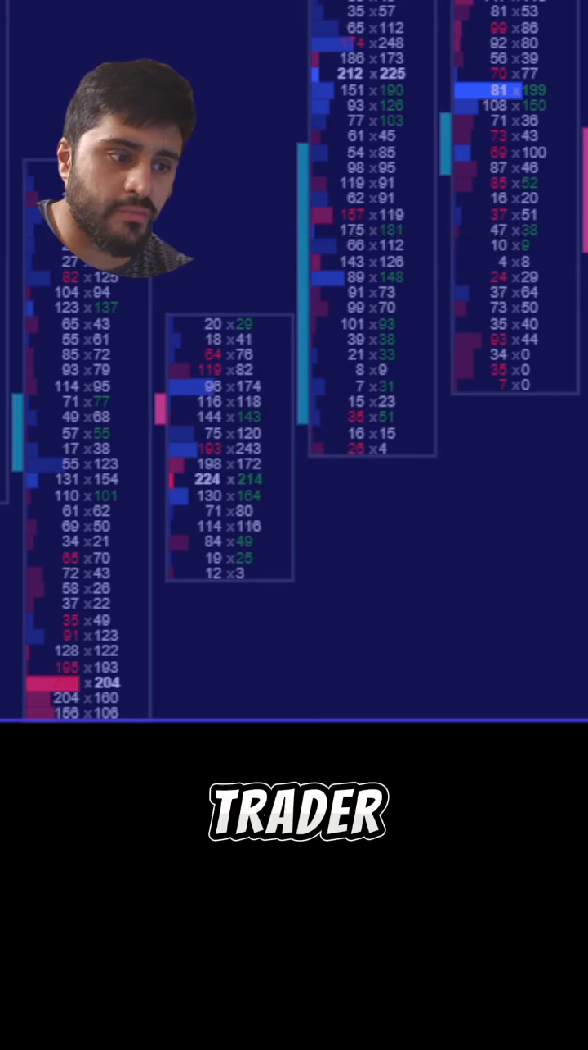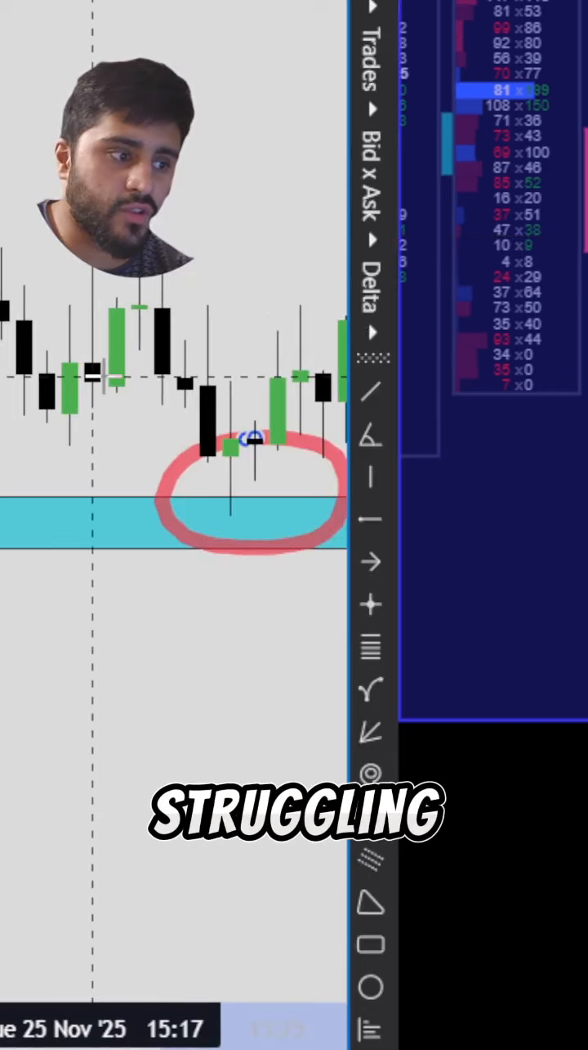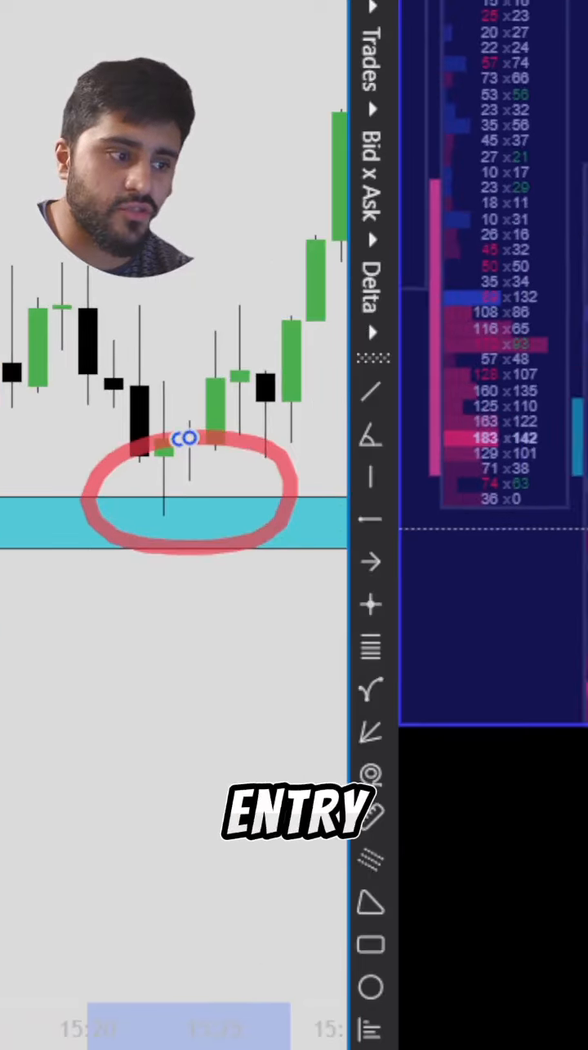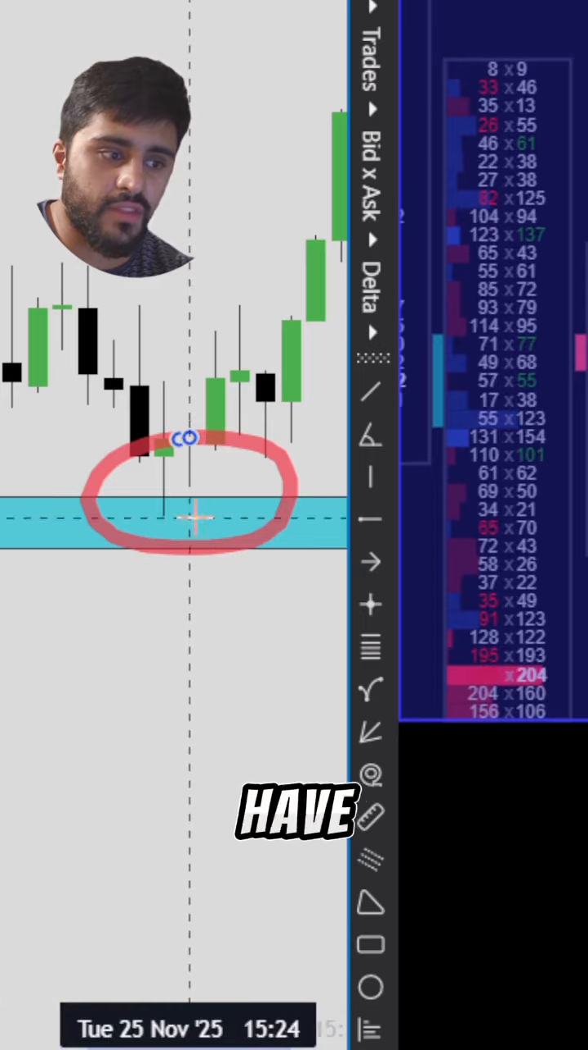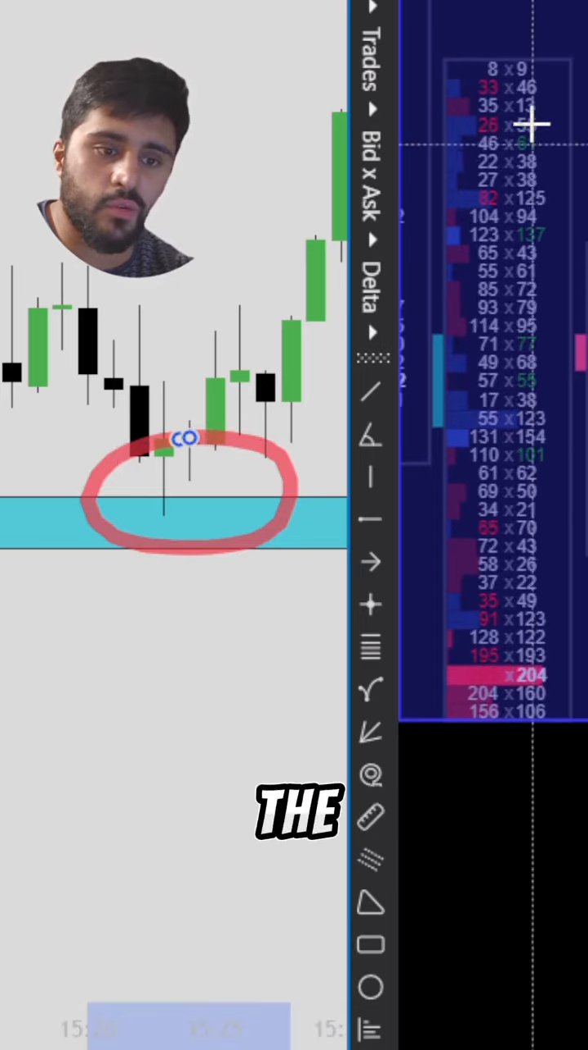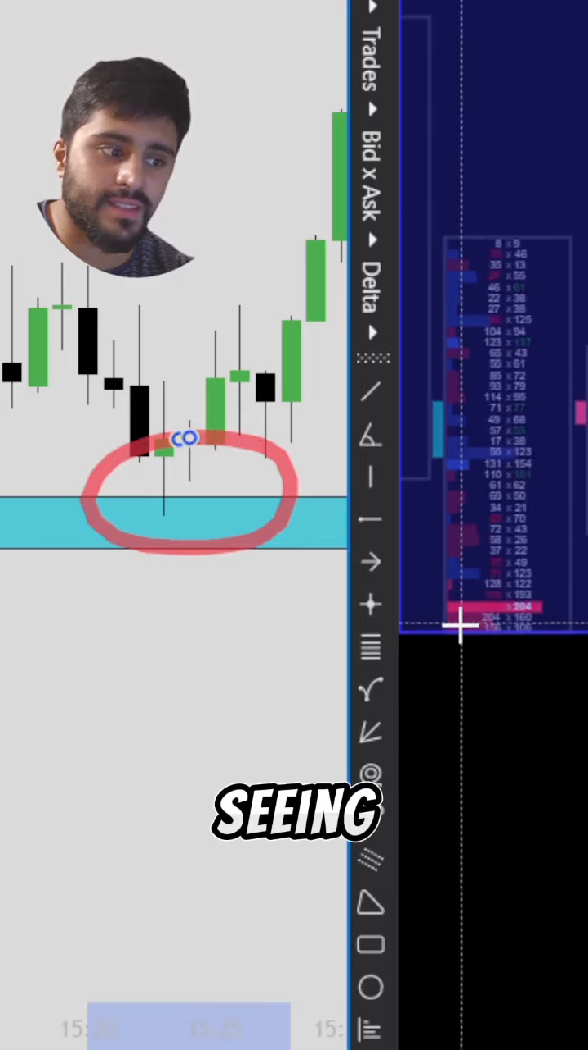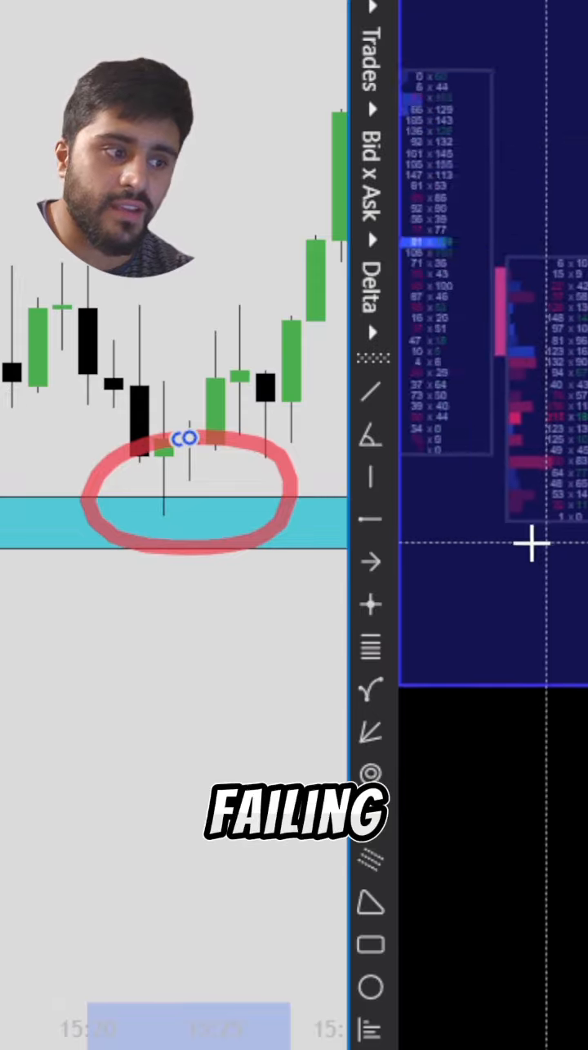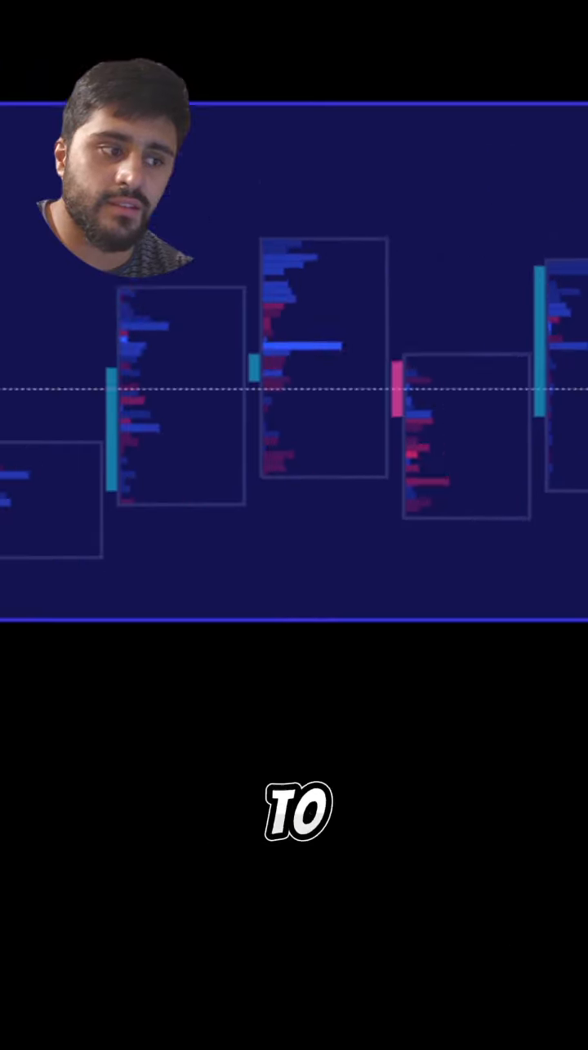So if you're a trader and you're trading fair value gaps, and you're struggling to find the exact entry, it's because of this. When you have these candles with the order flow, it gives you a better insight into seeing the aggressive sellers failing as the market begins to tank to the upside.